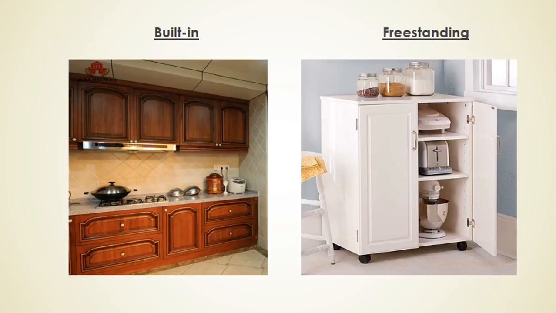In the built-in example, you can see there are two built-in storage devices. One is the base cabinets and the other is the wall cabinets. However, in the freestanding cabinet, you can see there are wheels attached to the bottom of the cabinet, so that you can move the cabinet from one place to another and can also use the same cabinet for other purposes.